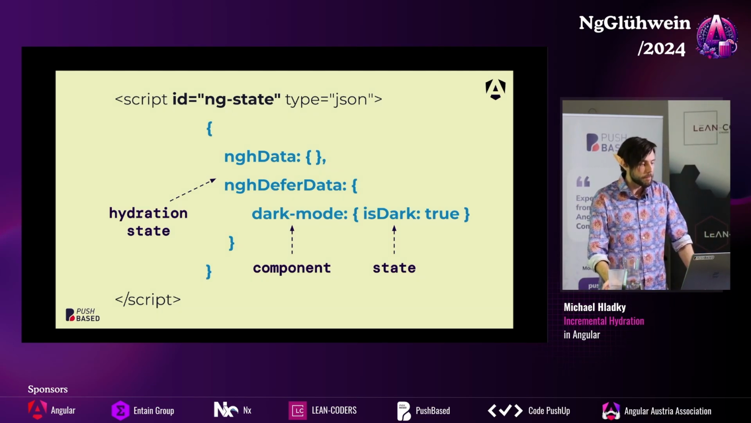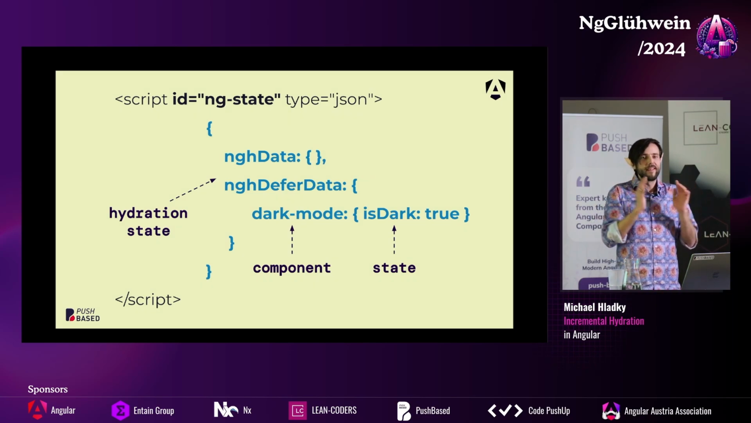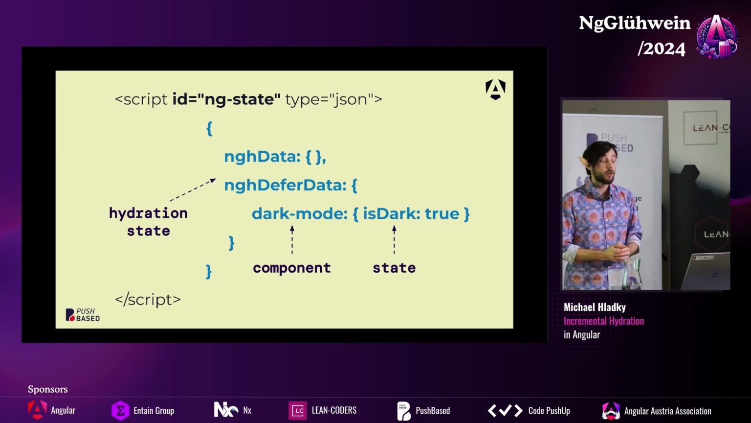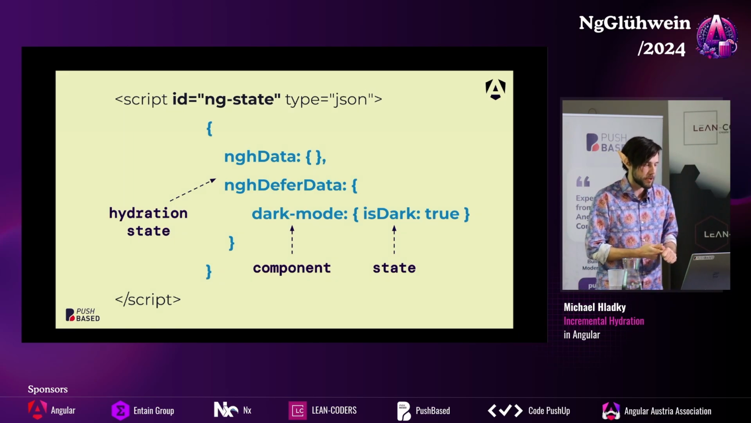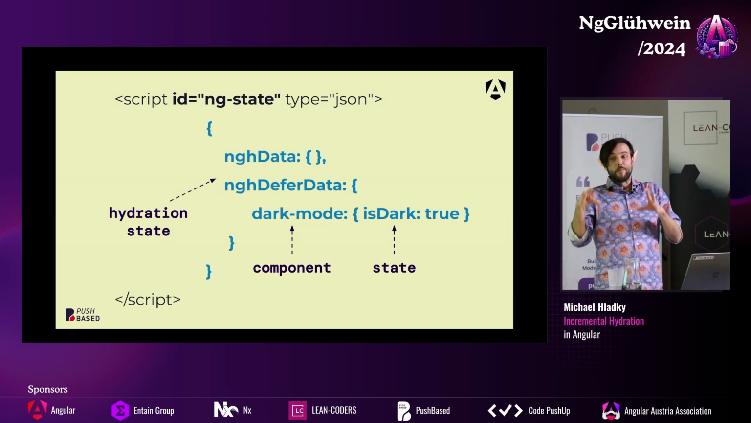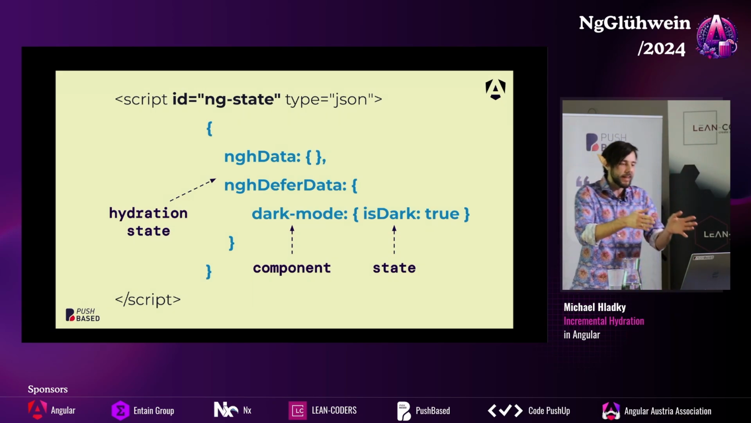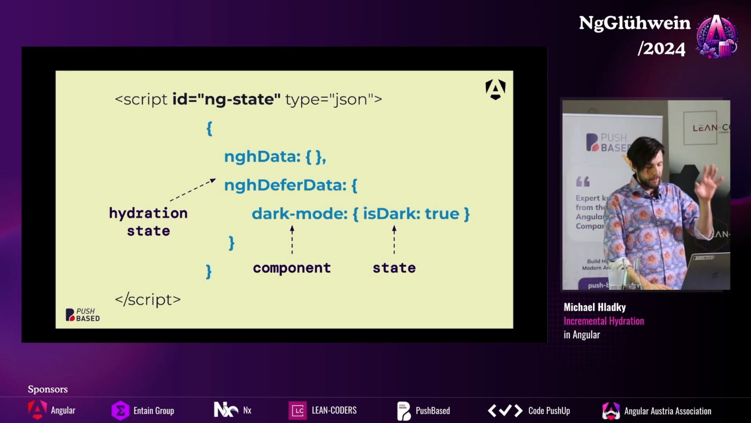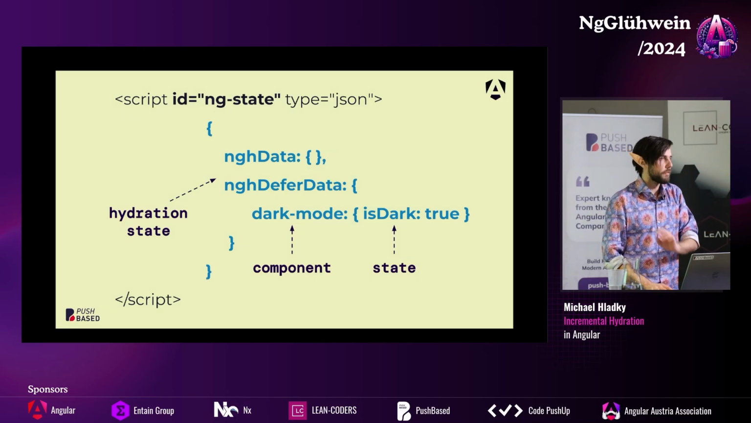At the very bottom of the page, you have a little bit of script that is a big JSON object that contains the hydration state of your initial full hydration, the hydration state of your incrementally hydrated components, and for every component, the name and then the state. For example, if we have a dark mode toggle, you have isDark and then true or false as a value.